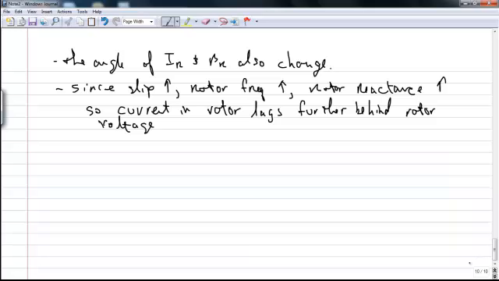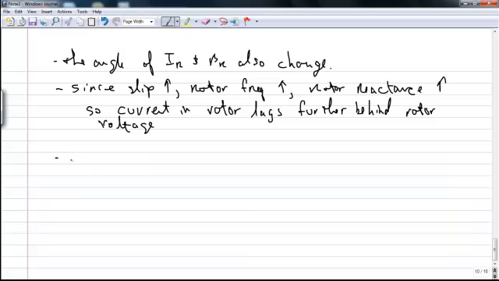Now this increase in B sub r will have the effect of increasing the torque. But the increase in delta, the angle between B sub r and B sub s, tends to decrease the torque. So the result is we have a net increase in torque to supply the increased load, but only up to a point.